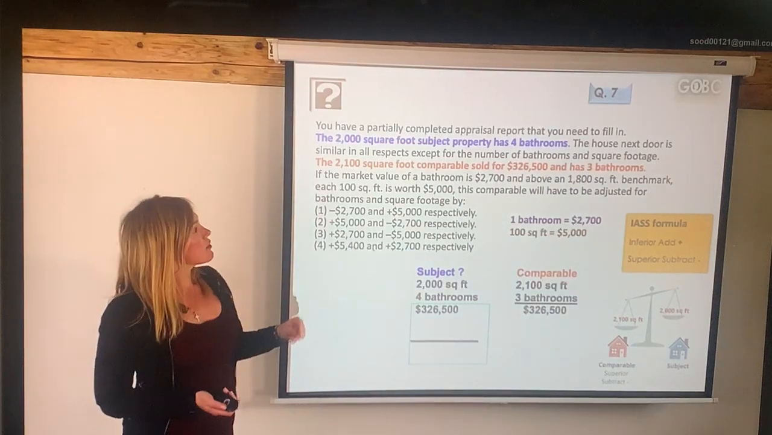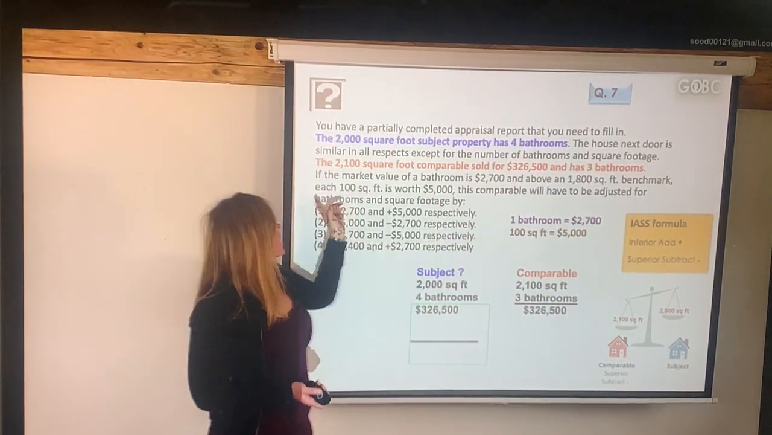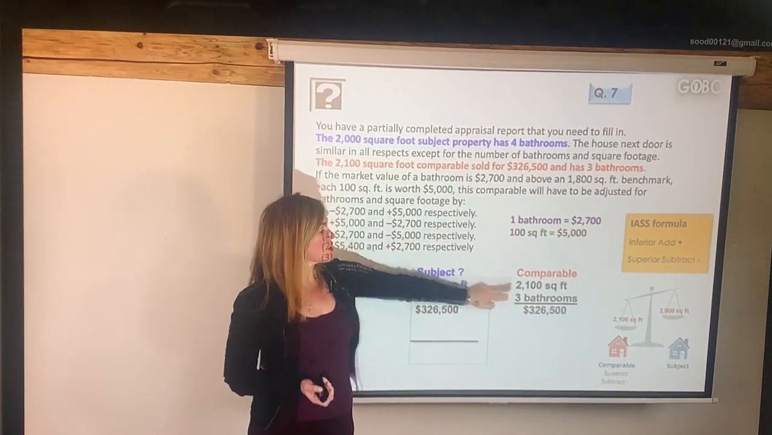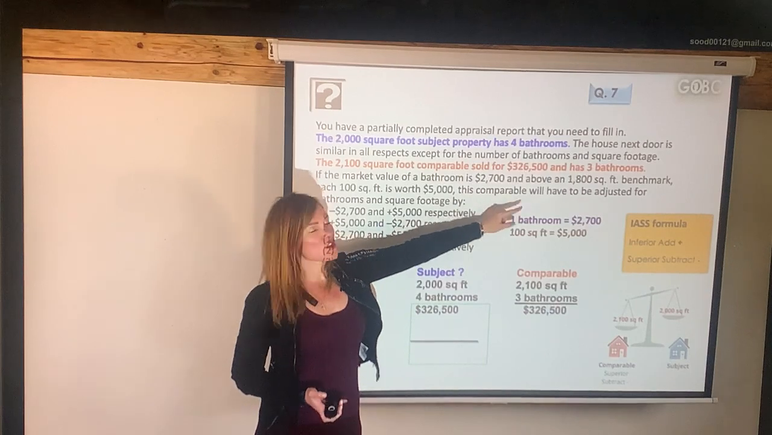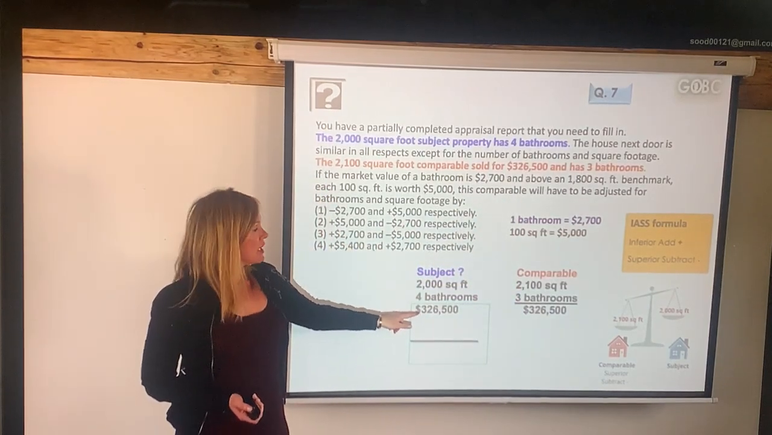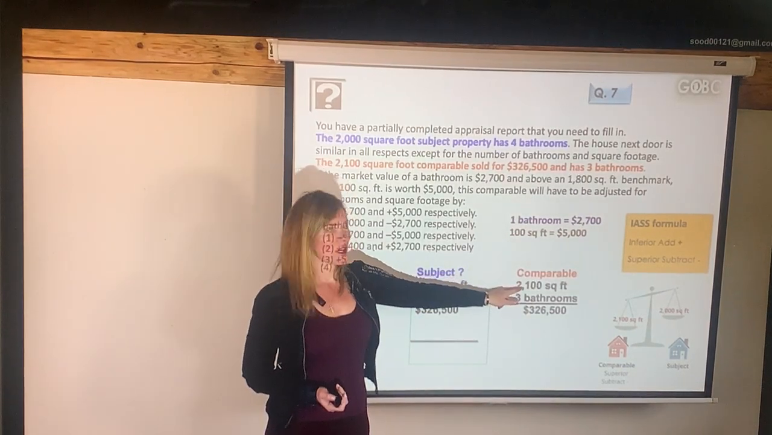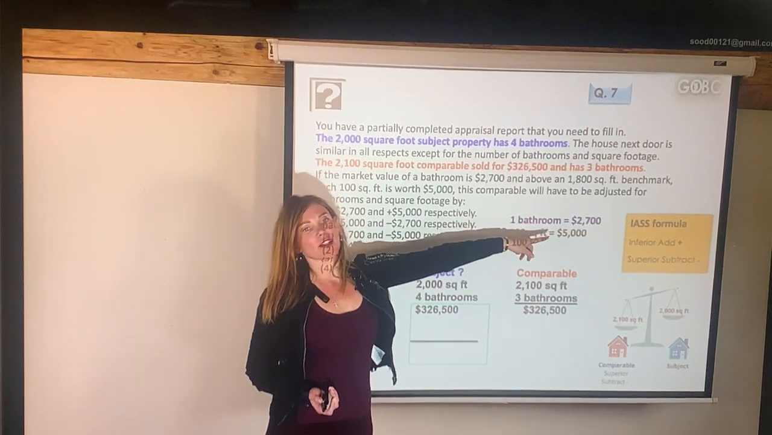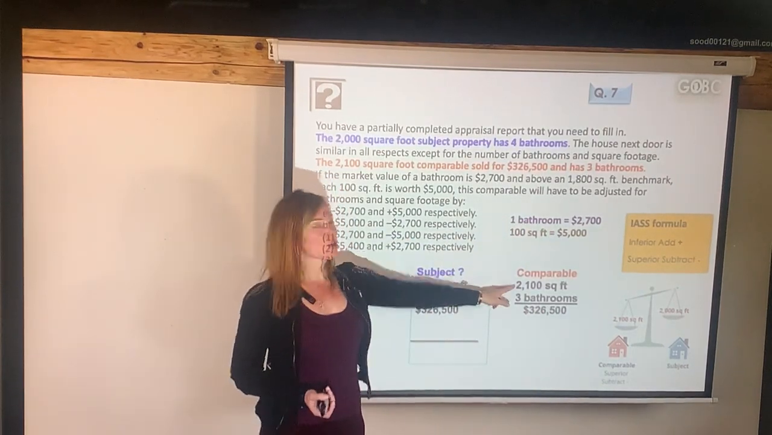The market value of the bathrooms is $2,700, and don't worry about the benchmark, that stuff. Each 100 square feet is worth $5,000. So you just need to know the adjustments we have to make here. And what is the question? This comparable will be adjusted. So the comparable is the one that we're adjusting. I'll pull out the price from the comparable. Because my subject has less and my comparable has more, that formula applies to what? It applies to the comparable. So my comparable, not the subject, has more or less than the subject property.